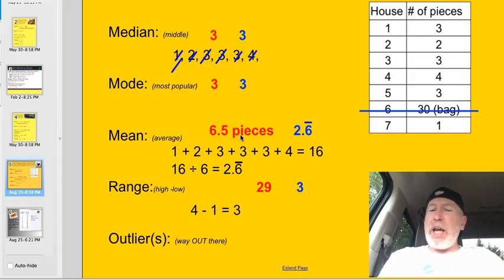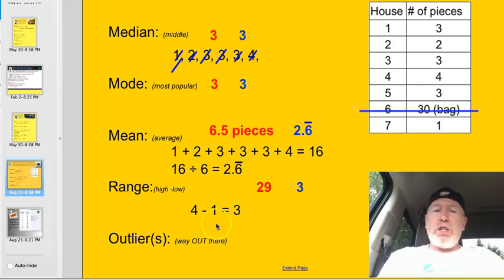The mean, however, changed. Remember last night? She was getting 2, 3, and 4 pieces of candy, but because of that oddball, that outlier of 30, the whole bag of candy, the average was 6.5 pieces. That wasn't a realistic average. When we take that outlier out and we just add the 1 plus 2 plus 3 plus 3 plus 4, these other values, we have a total of 16. When we divide 16 by 6, it's 2.6. My average is 2.6 pieces of candy, or 2.6 repeating, I should say. So you can see that the mean changed a lot by deleting that outlier.